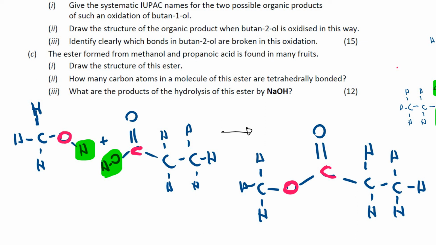How many carbon atoms in a molecule of this ester are tetrahedrally bonded? Okay, so that's a tetrahedral carbon, that's a tetrahedral, and that's a tetrahedral. So the answer to that one is 3.